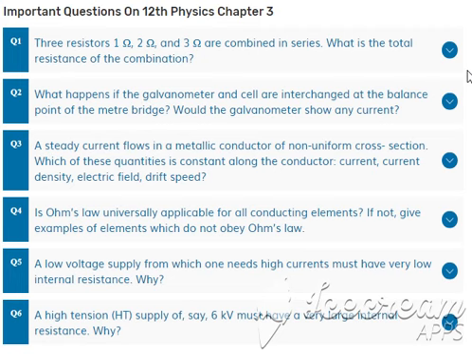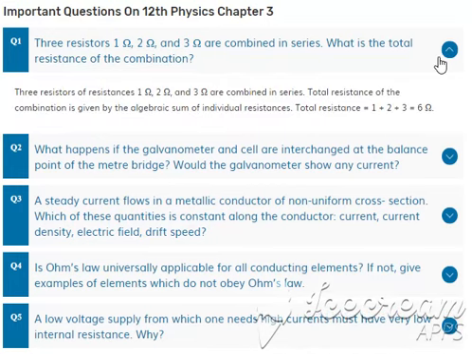Today, in this video, I'm going to explain some important questions that are the main reasoning questions of chapter number 3, current electricity. The first question is, three resistors of 1, 2 and 3 ohm are combined in series. What is the total resistance? This is not a complicated question. The answer would be 3 plus 2 plus 1, that is 6 ohm, because it is a series combination.